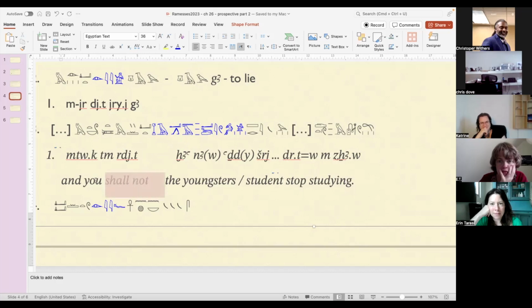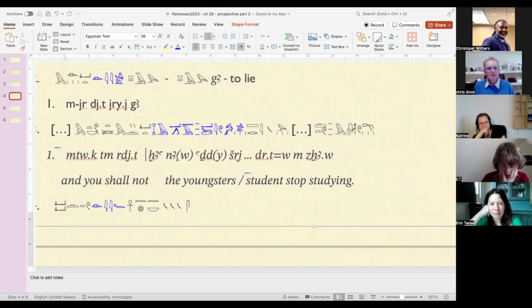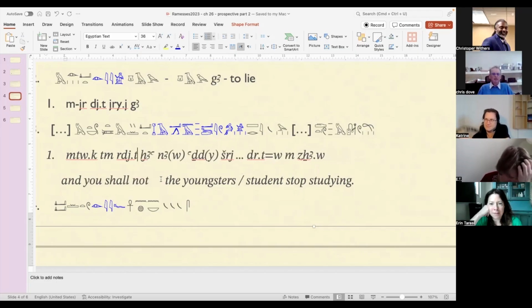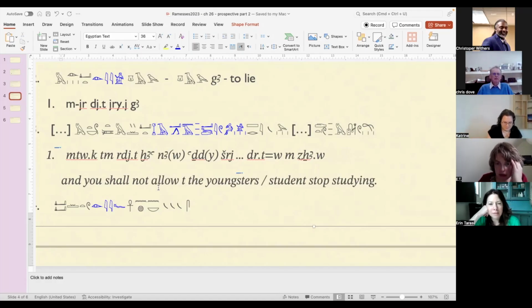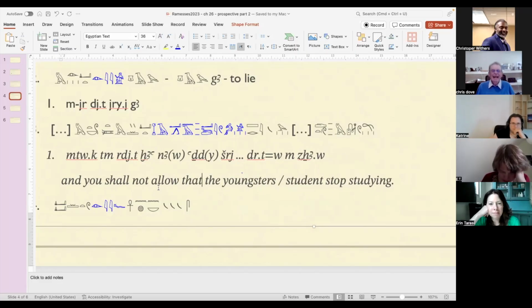But yeah, let's fix the first part and then bring it together, and then we can move to the next example. It would be, and you shall not permit, or you should not allow. I like that. You shall not allow. And that's it, right? That's it. You got it.